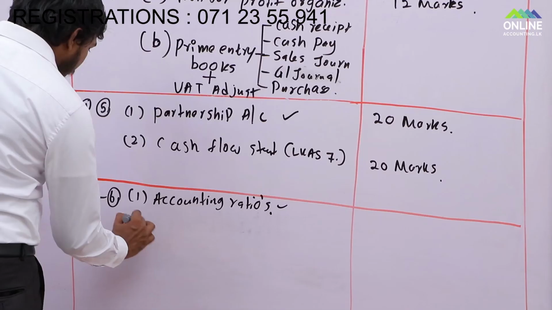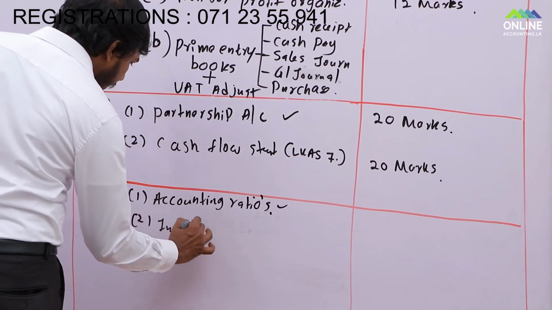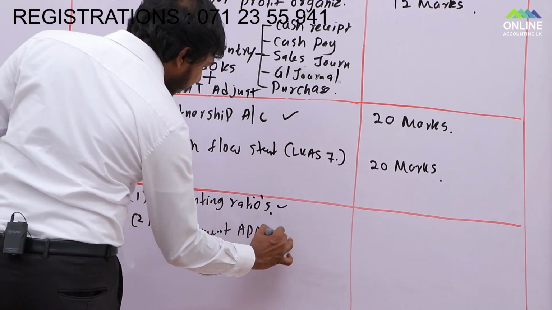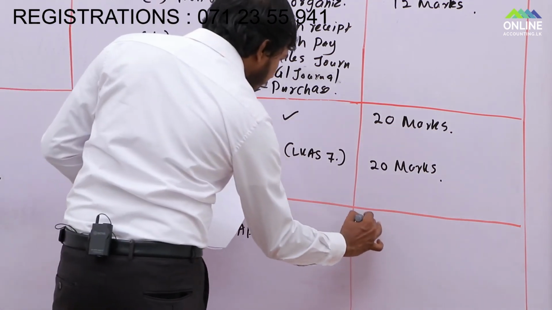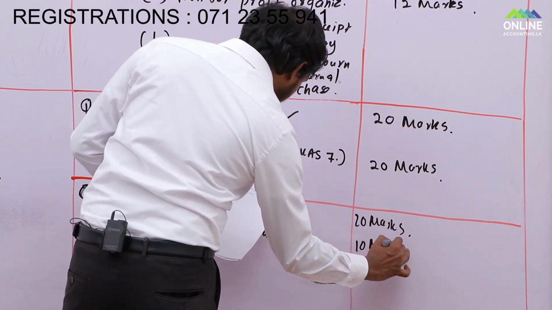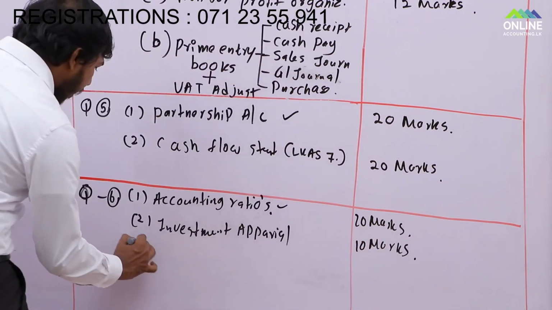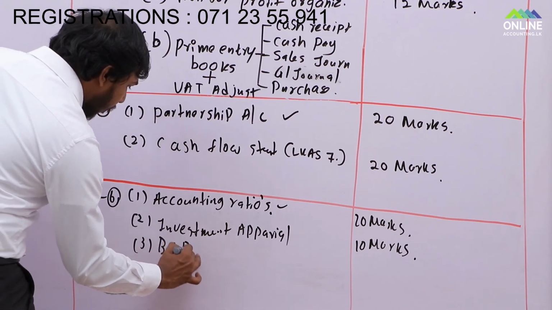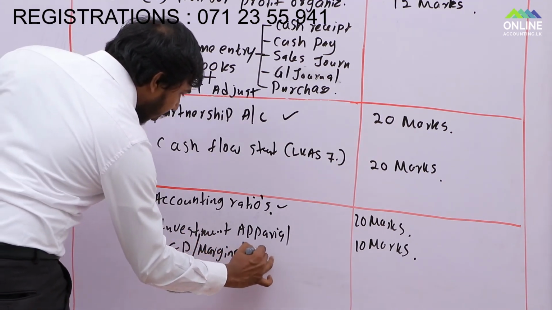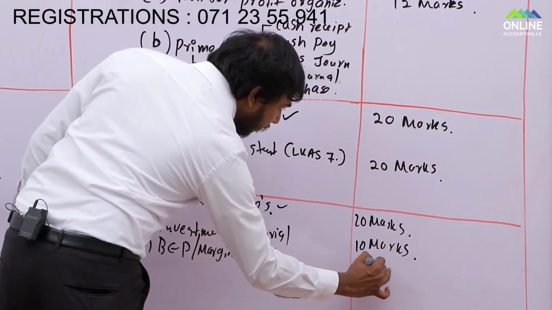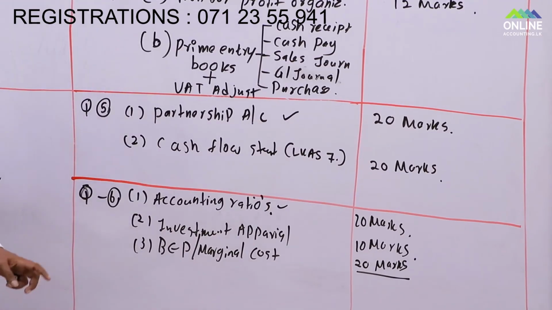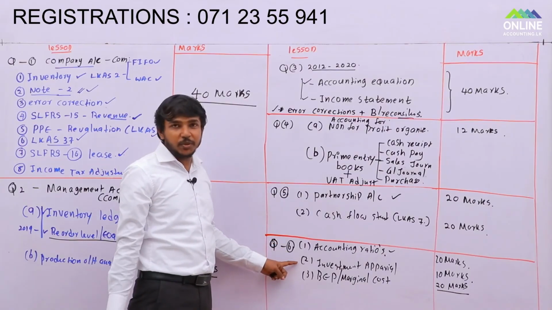Then the second one is investment appraisal. Investment appraisal, we have already done this. So the accounting ratios were 10 marks. Investment appraisal also 10 marks. Then there was a BEP question, break-even point, that means a marginal costing question. Marginal costing was for 20 marks. So that's how they give you the 40 marks. So we have already uploaded investment appraisals.